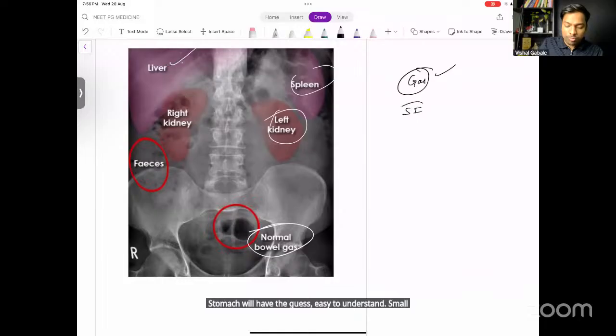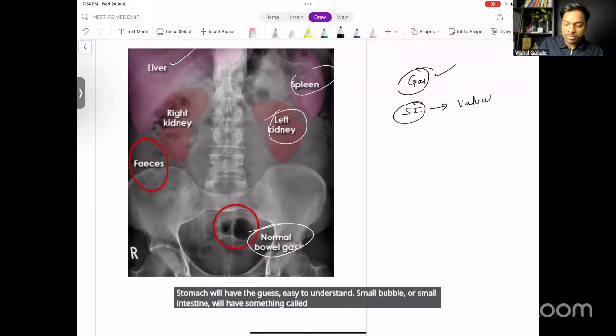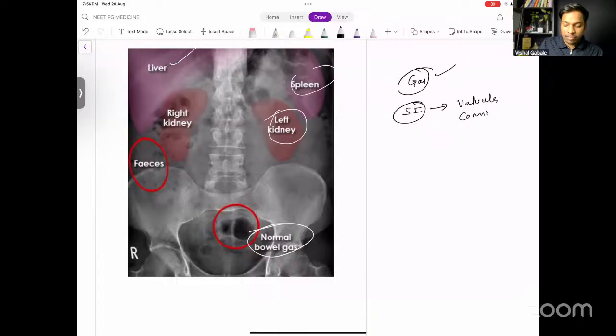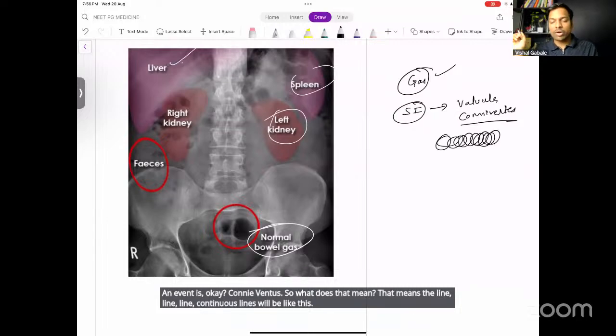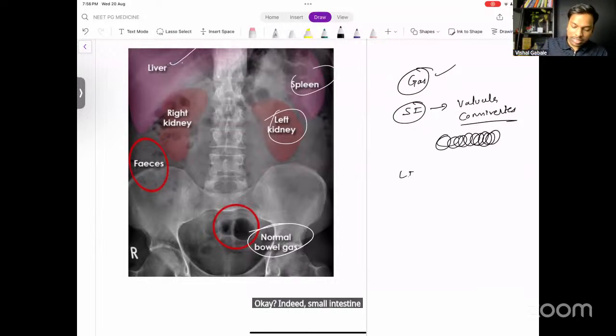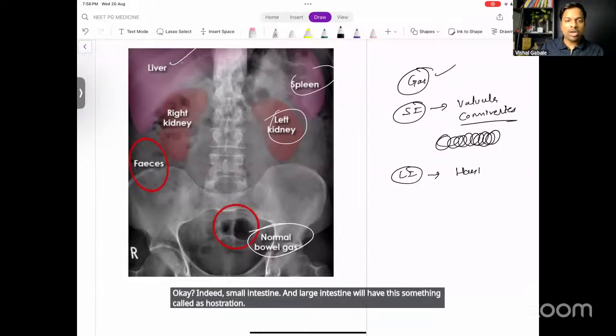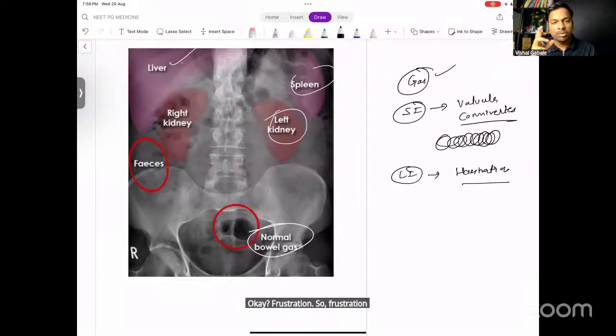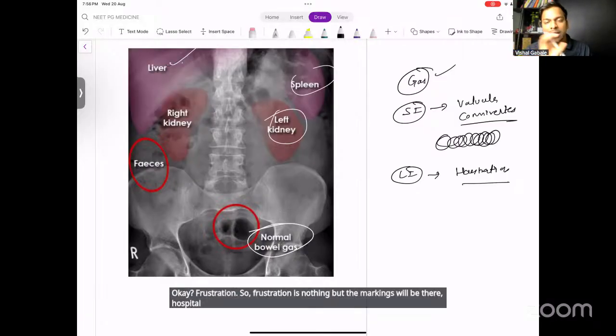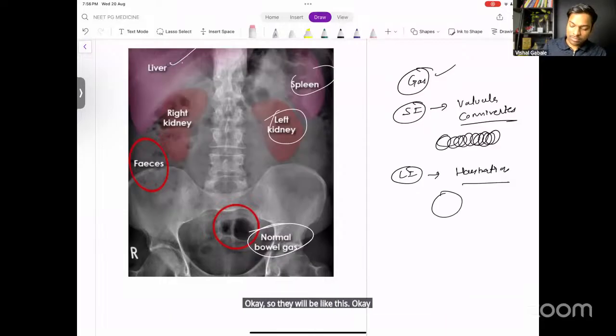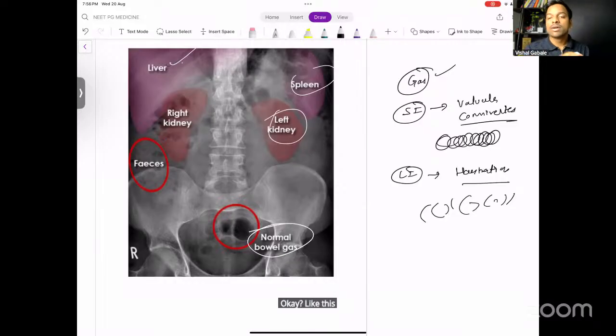Small bowel or small intestine will have something called valvulae conniventes. So what does that mean? That means continuous lines will be like this in the small intestine. And the large intestine will have something called haustration. Haustration is nothing but markings that will be there, and they do not cross the full width. So they will be like this. I will just show you the images now.